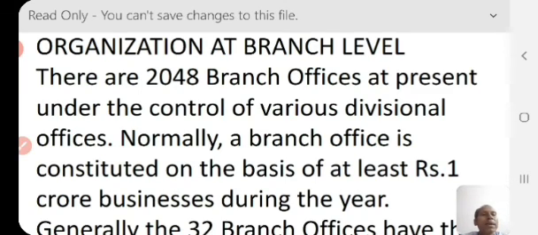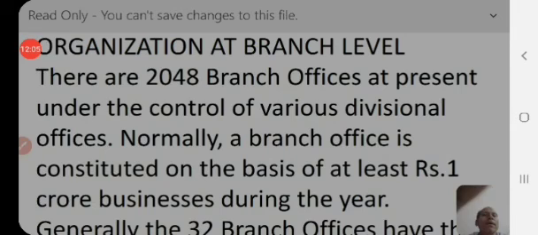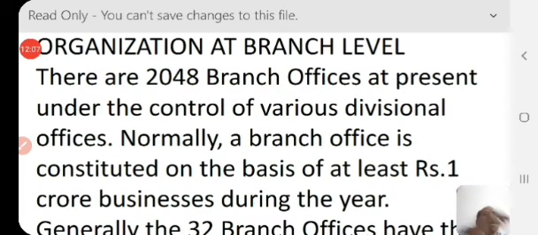And after examining all the details, they receive the initial premium from the policyholders. They forward those details to the division, and the policies are issued as per the guidelines of the divisional offices.